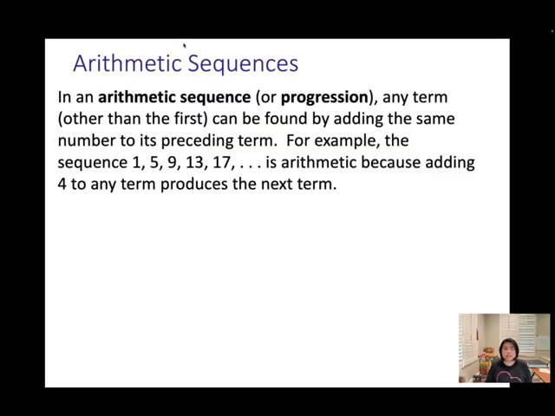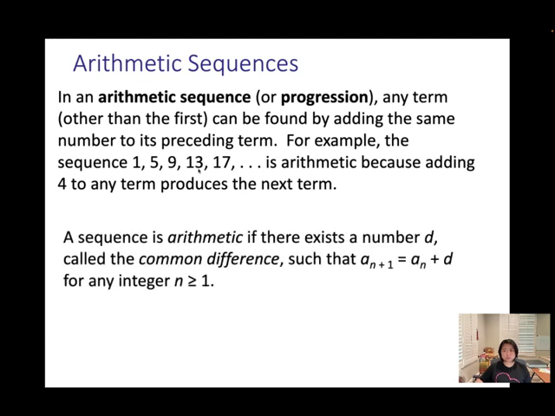Arithmetic sequence. In an arithmetic sequence, any term other than the first term can be found by adding the same number to its preceding term. For example, the sequence 1, 5, 9, 13, and 17 is arithmetic because adding 4 to any term produces the next term. So 1 plus 4 gives 5, 5 plus 4 gives 9, 9 plus 4 gives 13. And we call this an arithmetic sequence when you're adding 4 to get the next term. We call this the common difference.